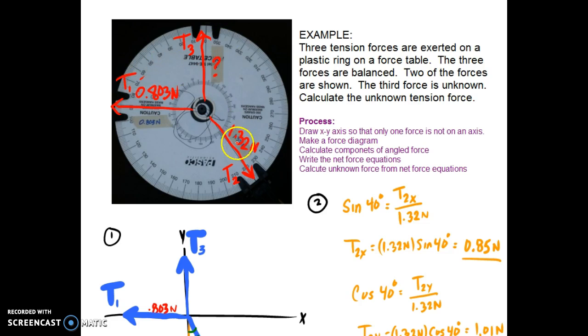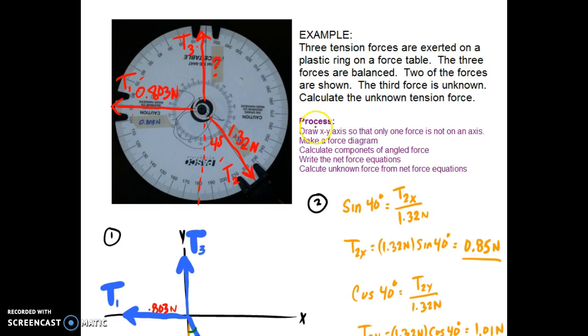There's T1, T2, and T3. T3 is unknown. T1 is as you see written here. T2 is there. I told you the angles. Again, this is 0 and 90. They're at right angles. The vertical comes down here, and that's a 40-degree angle.